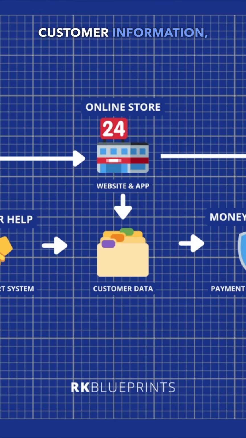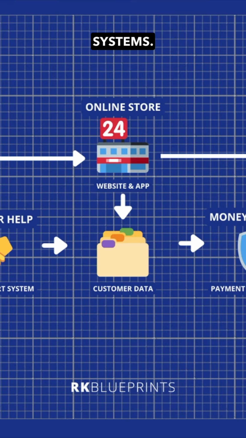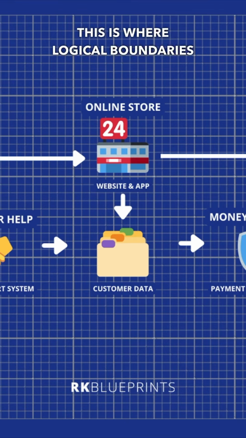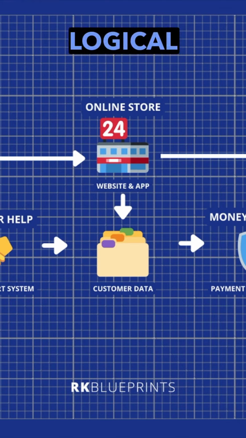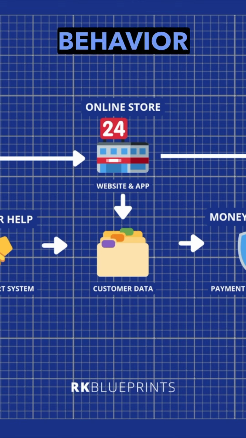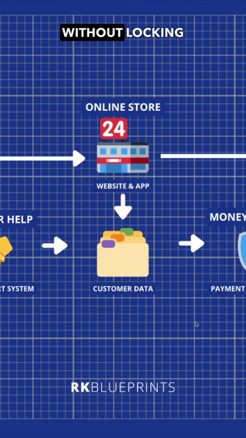Customer information, product data, and transactions are treated as shared assets, protected, governed, and reused across systems. This is where logical boundaries prevent future chaos. This is the engineer's view. Logical architecture connects business behavior to system architecture without locking us into any infrastructure decisions.